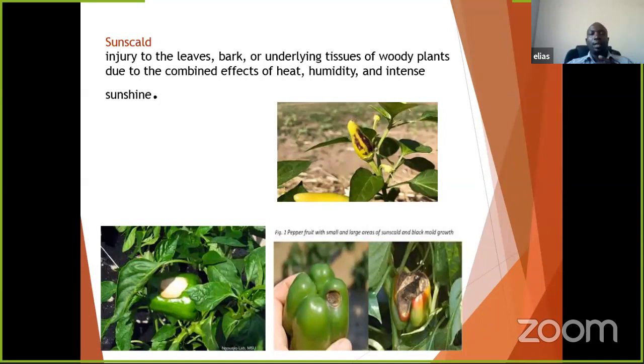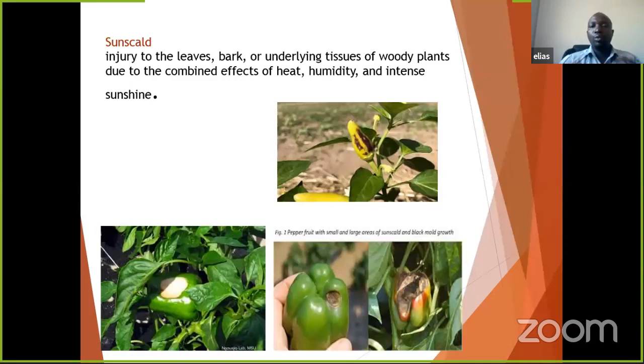This is an injury to the leaves. It causes an injury to the leaves, to the bark, or underlying tissues of the woody plants, and also the fruits themselves. You find that the cuticle part of the fruit, which is the outer part of the fruit, will get burnt in a way. And this is caused mostly by intense heat or high humidity or high sunshine. Intensive sunshine may cause this problem.